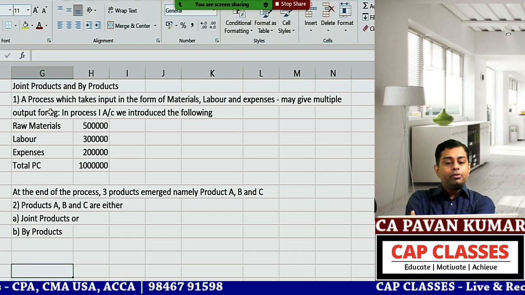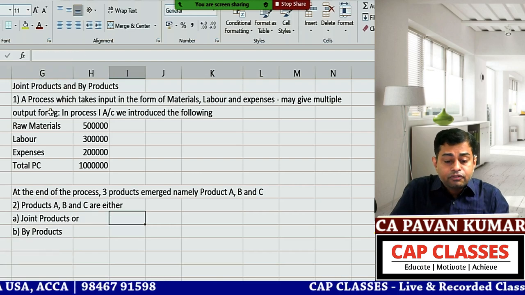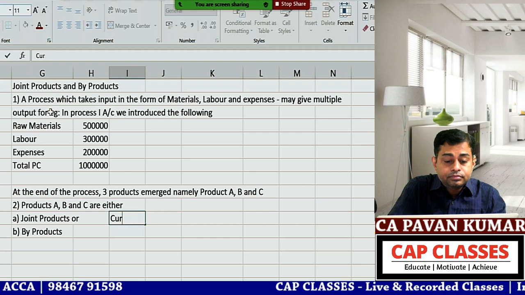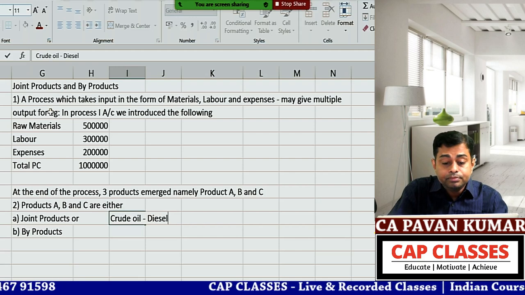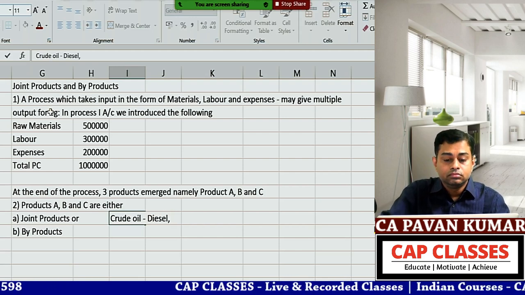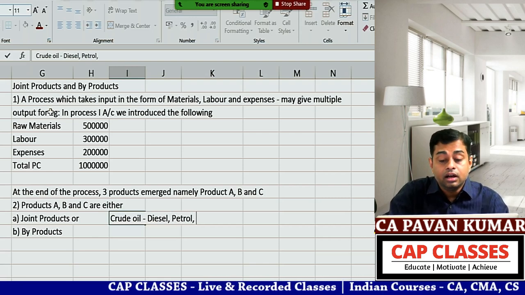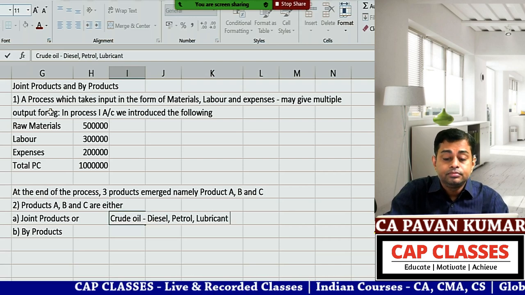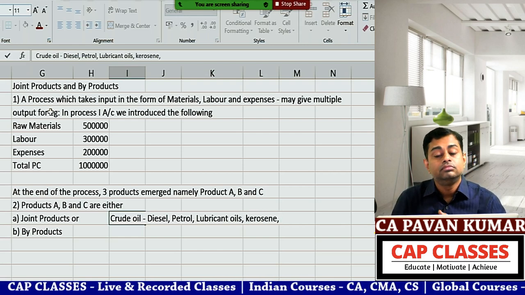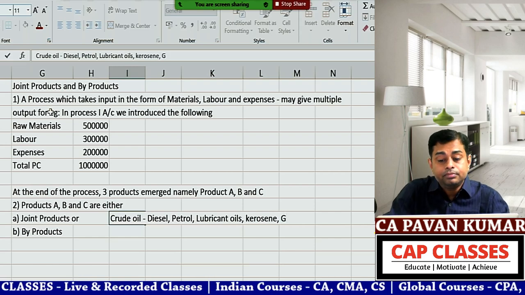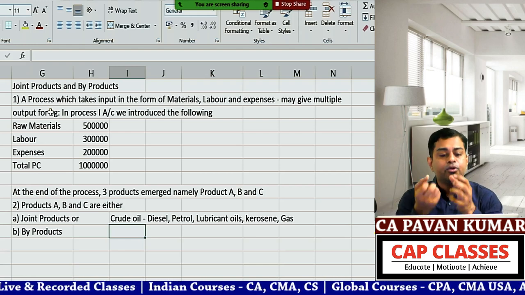They can be joint products, byproducts. For example, take crude oil. When you are processing crude oil, diesel comes. Petrol comes. Then some other lubricant oils come. Kerosene comes. Then gasoline comes. Gas, domestic gas we call. So all these are joint products from the same process.